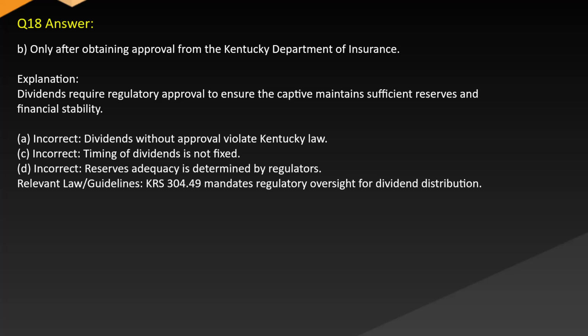Answer: B. Only after obtaining approval from the Kentucky Department of Insurance. Explanation: Dividends require regulatory approval to ensure the captive maintains sufficient reserves and financial stability. A. Incorrect. Dividends without approval violate Kentucky law. C. Incorrect. Timing of dividends is not fixed. D. Incorrect. Reserves adequacy is determined by regulators. Relevant law guidelines. KRS 304.49 mandates regulatory oversight for dividend distribution.